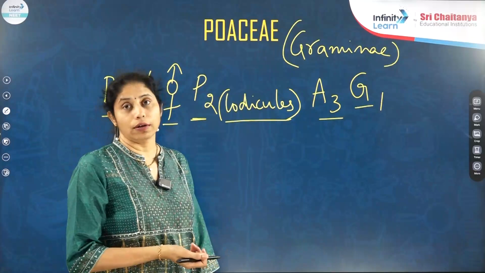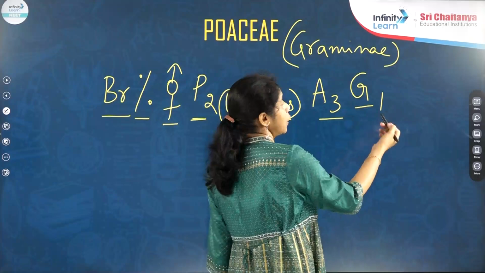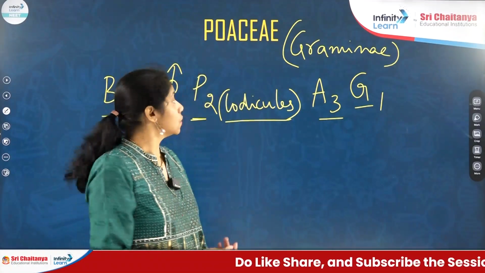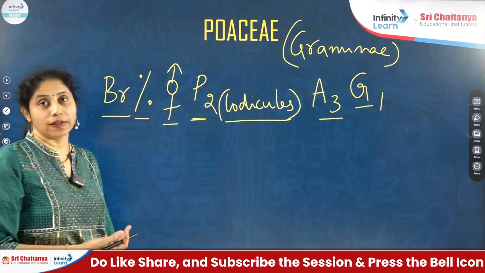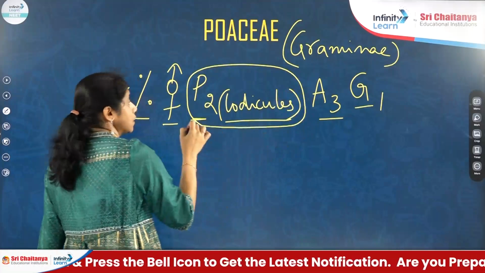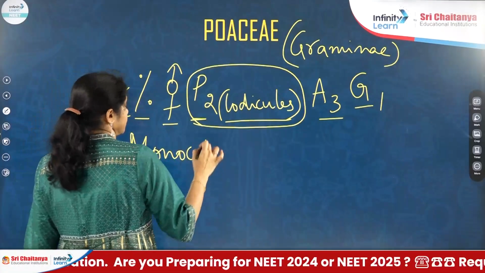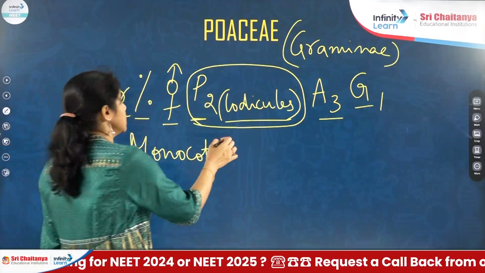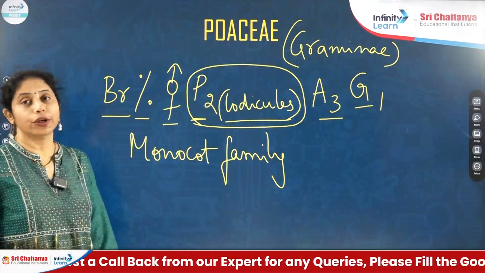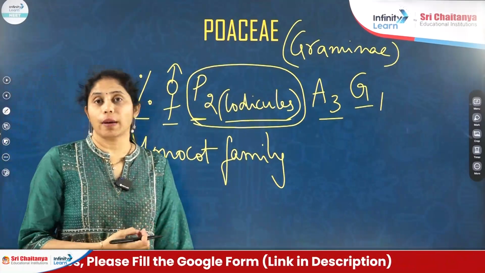This is the monocot family with trimerous flowers. Then the gynoecium has only 1 carpel, and it shows the superior ovary. So this is the explanation about Poaceae. What you have to remember is that the perianth has the lodicules, and it is a monocot family. Poaceae will be showing these features. With this, the explanation of the 5 important families is over.